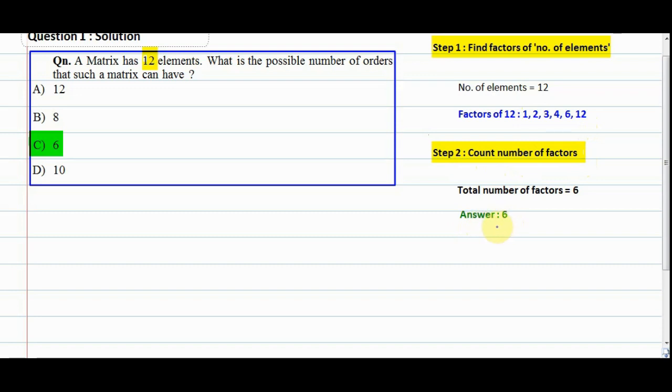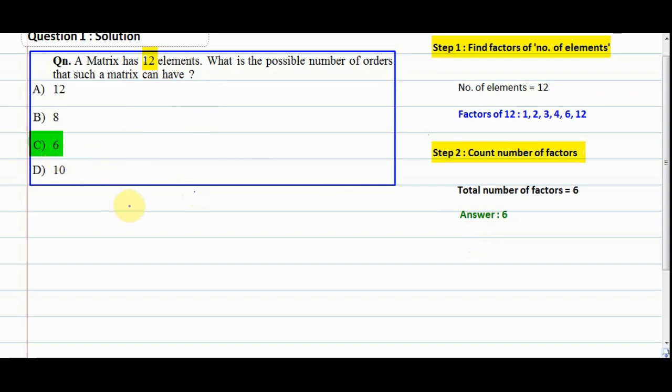So, the number of possible orders of a matrix will be equal to the number of factors of the number of elements present in the matrix. So, here the number of elements present in the matrix is 12. So, we have to find out the number of factors of number 12. Okay, so we will get it as 6 and that is the answer.